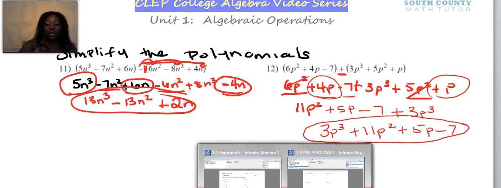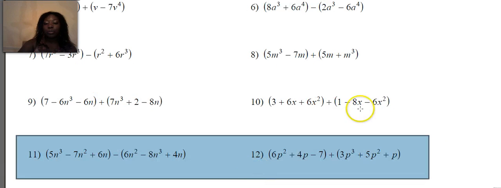Now let's find more examples. Let's multiply polynomials.